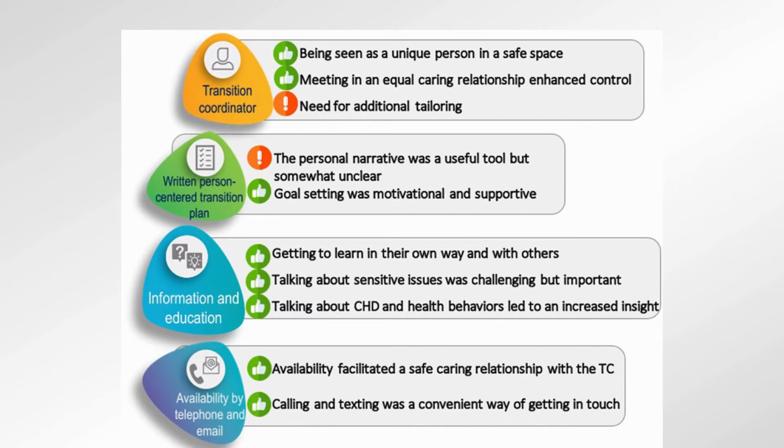Regarding the written person-centered transition plan, we asked the person before the first meeting to write a narrative, like who are you and what are your ambitions in life, and tell me about you and about you with your condition. And that was strange for a lot of people. You need to know that these people were 16 years of age at that time, and that was maybe a bit too young for this kind of abstract thinking. On the other hand, the goal setting helped them to get motivated and it felt supportive. The information and education was positively appraised, and also the availability by telephone and the email. They knew that they could call or text the transition coordinators, and that gave a feeling of safety.